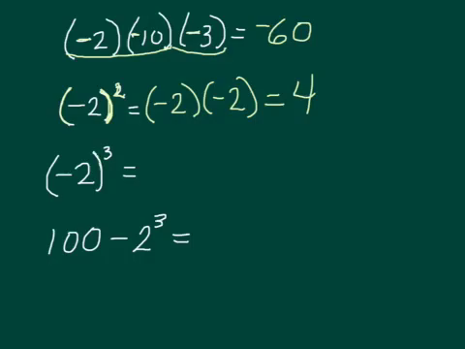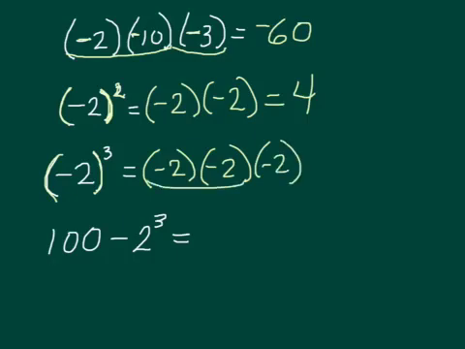In the same respect, can you see the exponent of 3 is right next to the parentheses. This is saying take the base of negative 2 times negative 2 times negative 2. So positive 4 back to a negative 8.